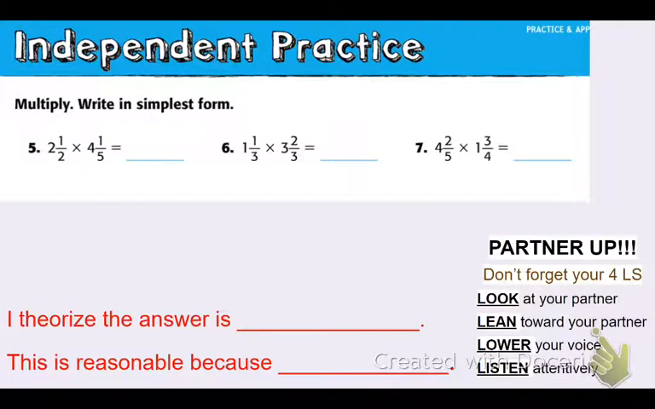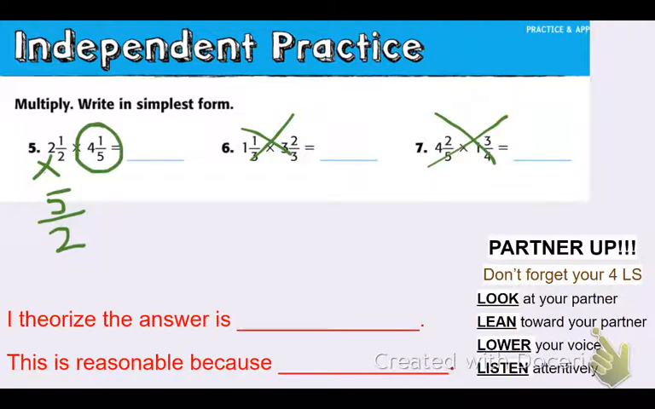All right, still in independent practice. Let's go ahead and try problem number 5. Let's change those mixed numbers into improper fractions. 2 times 2 plus 1 is 5/2. Now I can change this one to an improper fraction as well. 5 times 4 is 20 plus the 1.